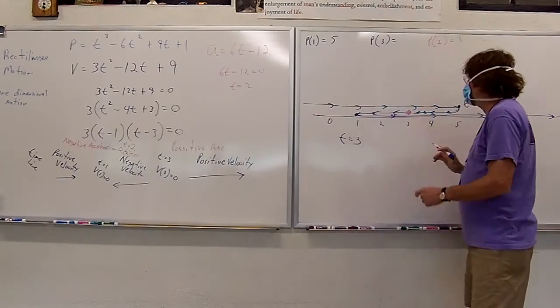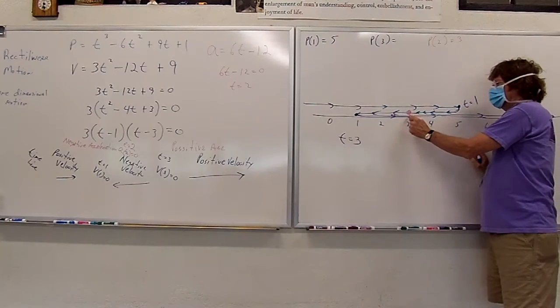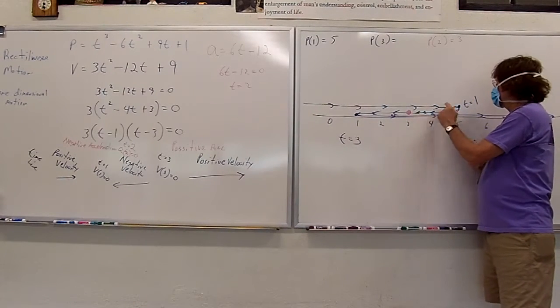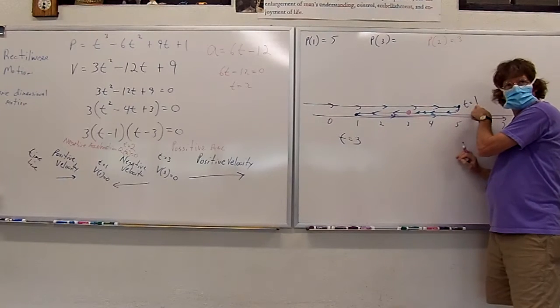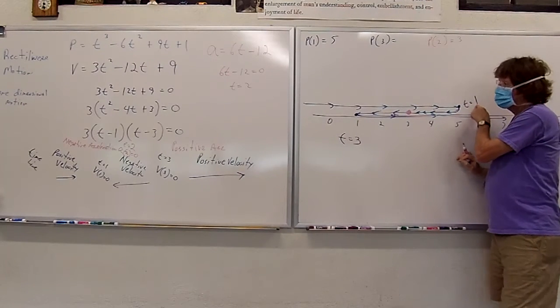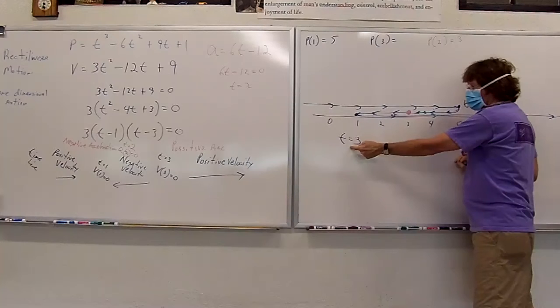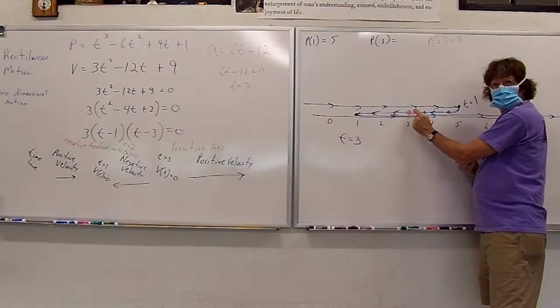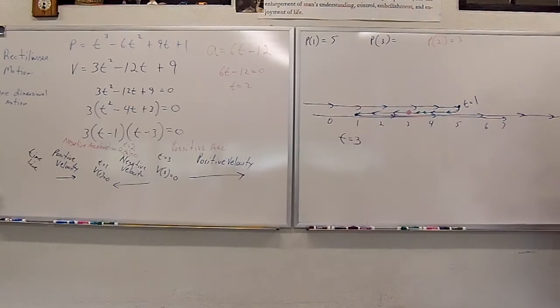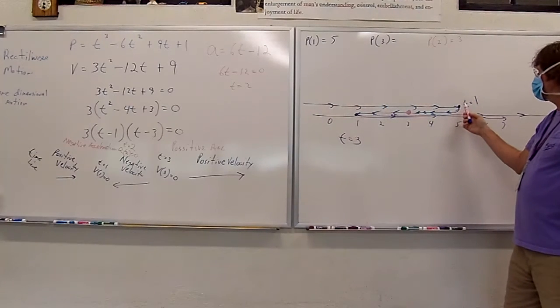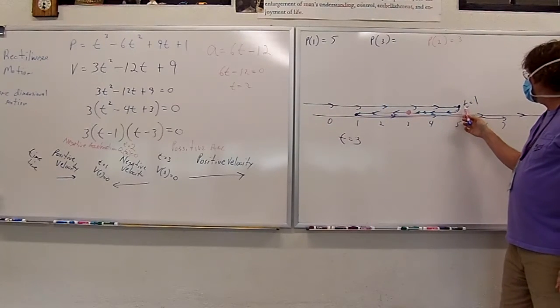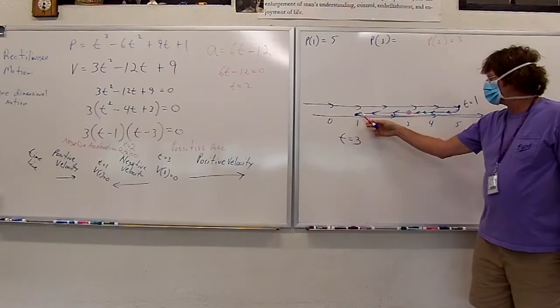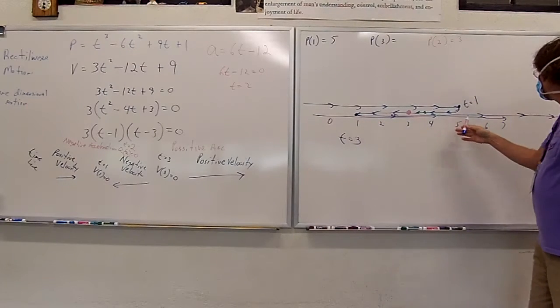Now, how did I know it went there and not up here or down here? Because this is t equals 1, right? That's t equals 3. So t equals 2 has to be between those, so it's on this part. Everything here is before 1 second. Everything here to here is between 1 and 3. And then after 3 seconds, it's going back that way.